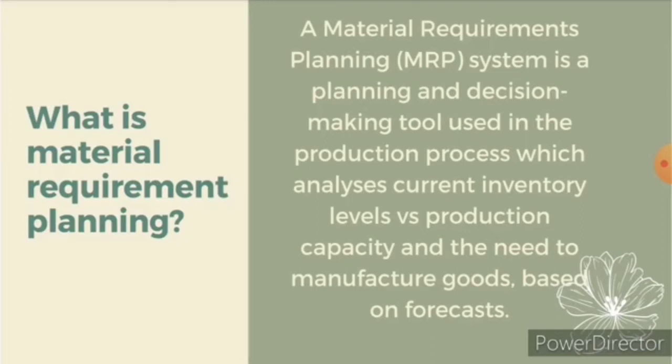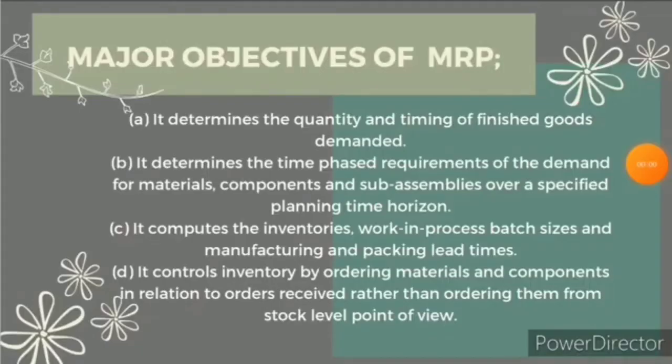Here we have the major objectives of material requirements planning. A, it determines the quantity and timing of finished goods demanded. B, it determines the time-phased requirements of the demand for materials, components, and sub-assemblies over a specified planning time horizon. And C, it computes the inventories, work in process, batch sizes, and manufacturing and packing lead times.